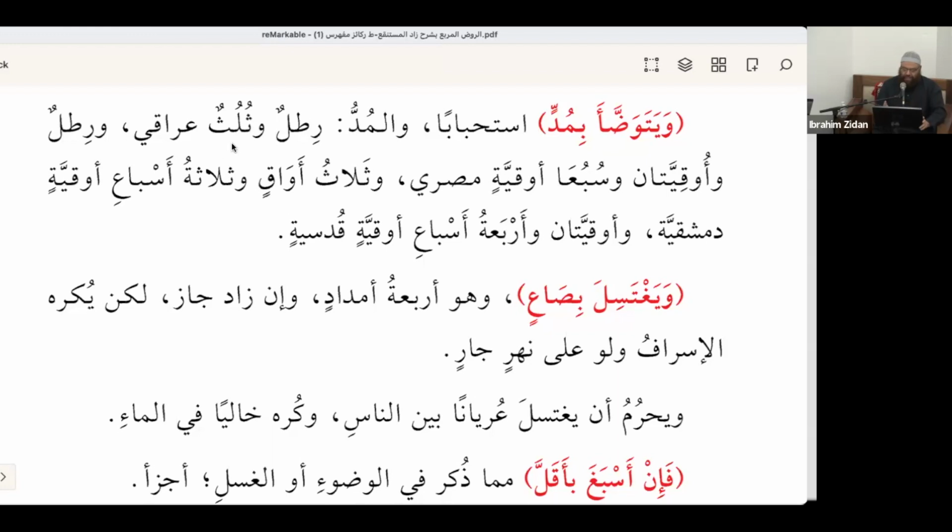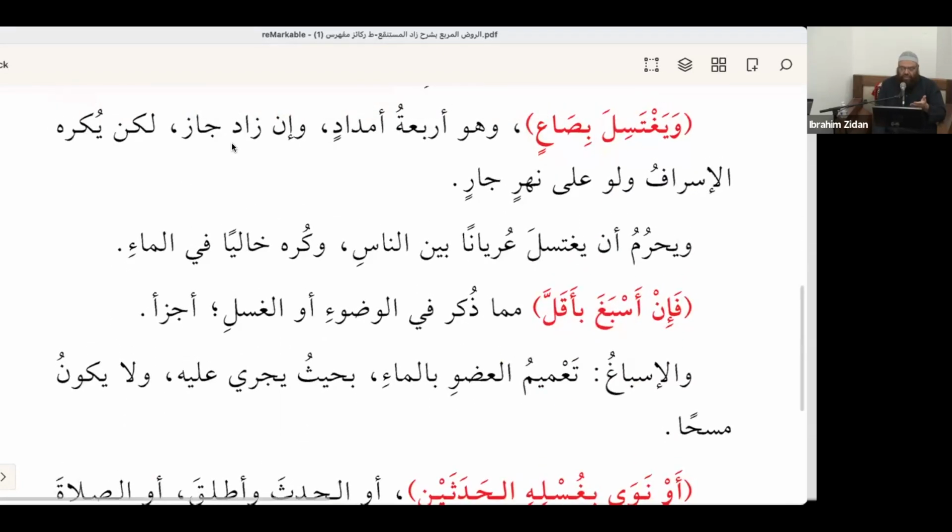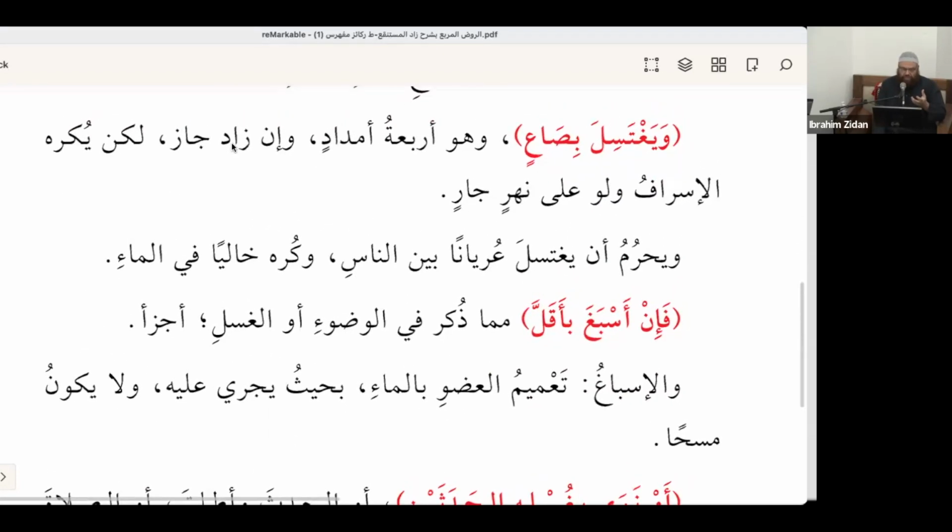So here, this is al-mud, with all these different ways of volume measures in their time, in Egypt, Iraq, Damascus, Quds. They're all the same. ويغتسل بصاع, and he takes a shower with a صاع. الصاع وهو أربعة أمداد. 4 أمداد, 4 mud. وإن زاد جاز. And if a person uses more, it's permissible.